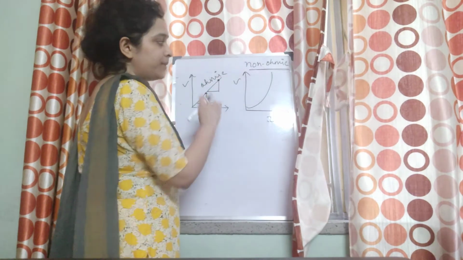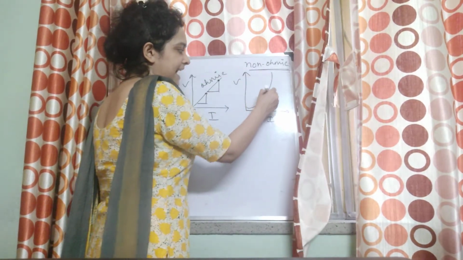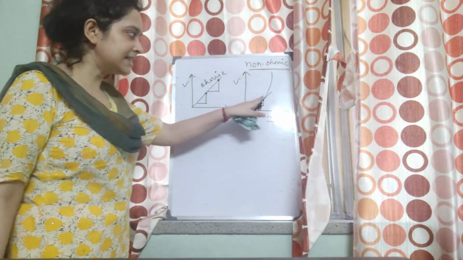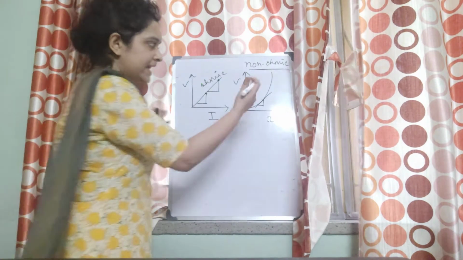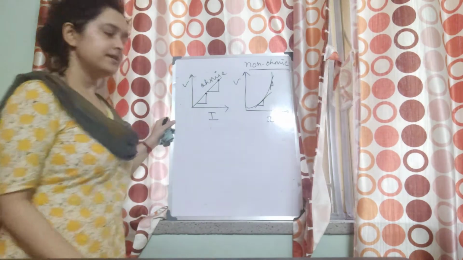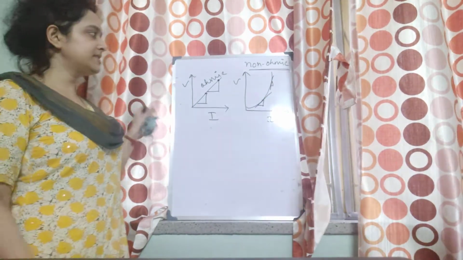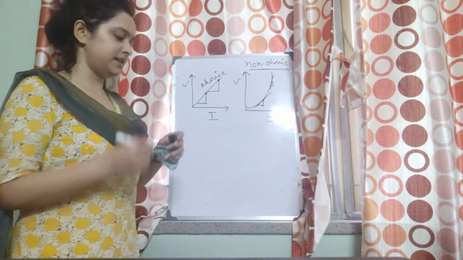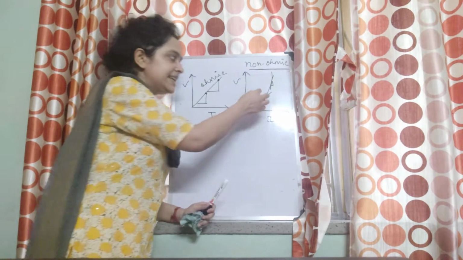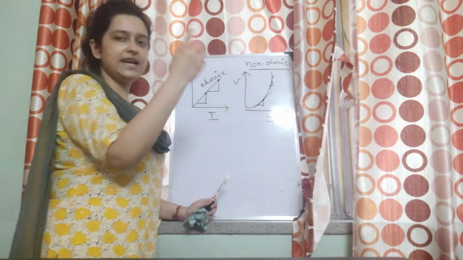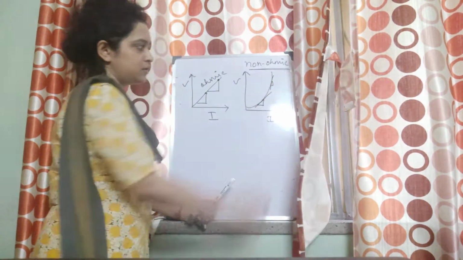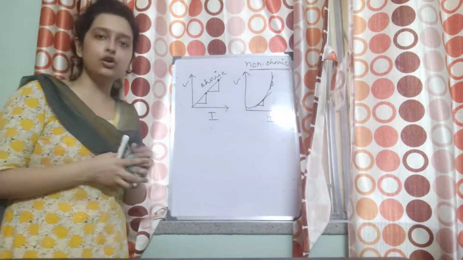In the case of non-ohmic conductors, we find the slope by drawing a tangent at this point. Whatever the slope is at this point, it will change if I draw a tangent at another point. So this is the difference between ohmic and non-ohmic conductors. Obviously, this is not a straight line, it's a curved line, so at each point the slope will change. And how will you find the slope at each point? By drawing a tangent at that point. So this is the case for non-ohmic conductors.